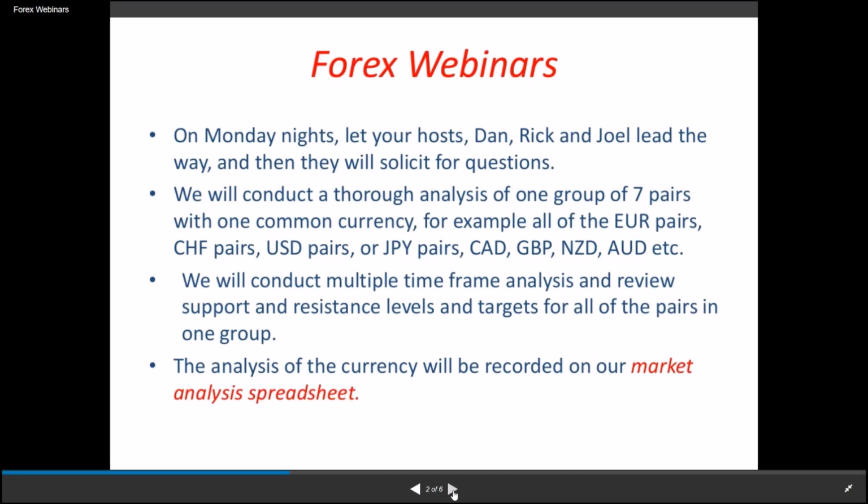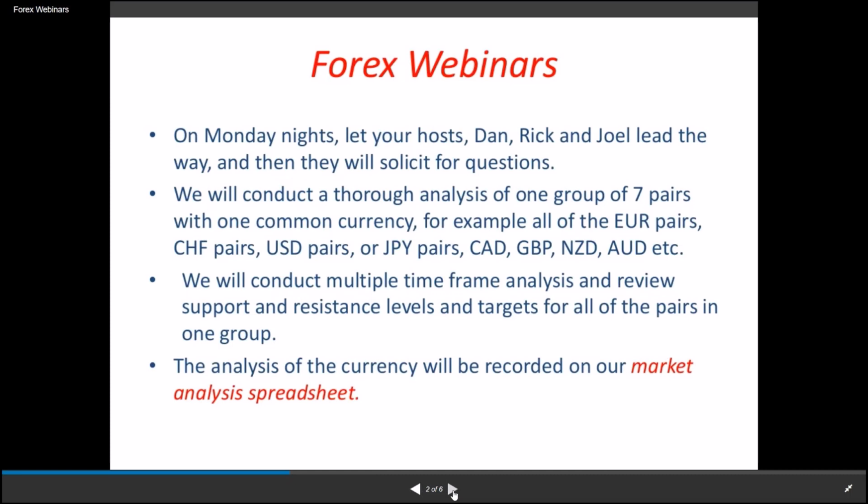We'll conduct multiple time frame analysis on one individual currency group. It'll be the USD pair tonight. We look at support and resistance levels to find the entry point and the targets to see if there is any room to move. Rick and I will actually review the market before we start the webinar.